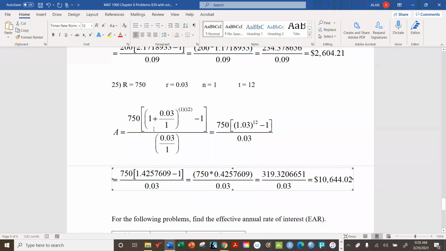That's better. Now we're good after all that work. It is within dollars and cents. It's 10,644.02. Wow. Yes, this is a bit of a headache, but we're doing it as long as you're careful.